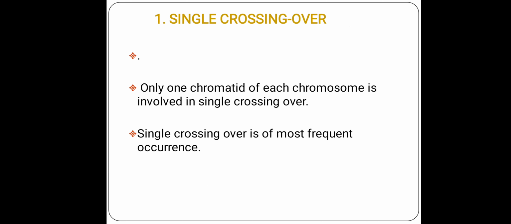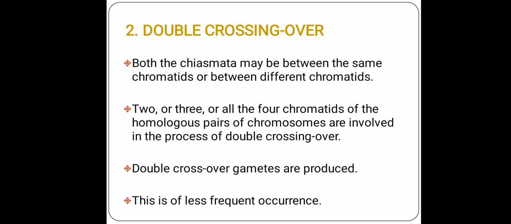Now, single crossing over is one in which only one chromatid of each chromosome is involved. The single crossover is of the most frequent occurrence. Then comes double crossing over, in which the chiasmata, the place where crossing over takes place, may be between the same chromatids or between different chromatids.